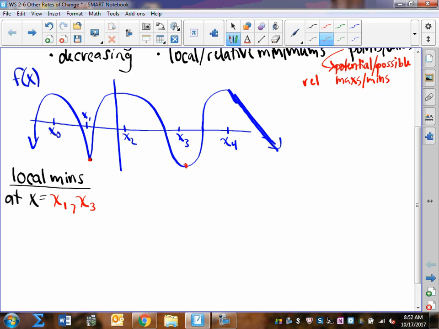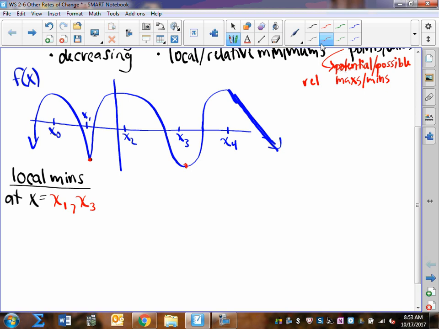For this graph, do I have an absolute minimum? Why not? Yes, it's going down forever. So that means there's no single value that is lower than the rest. So my local mins for this graph are occurring at x sub 1 and x sub 3.